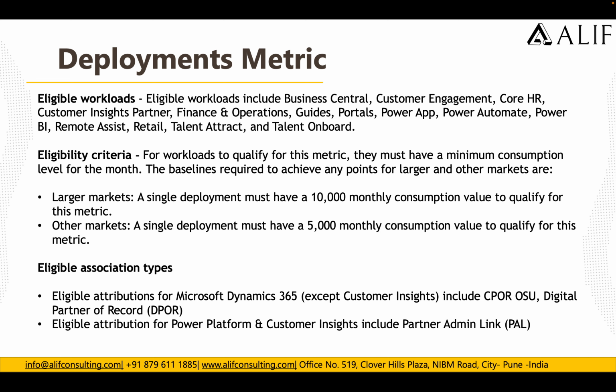What are the leasable criteria? For the larger market, a single deployment must have 10,000 monthly consumption value to qualify for this metric, and for the small and mid market, it should have 5,000 monthly consumption value to qualify. Now, what are the leasable association types for Dynamics 365? It should be CSP, OSU and digital partner of record, except Customer Insight. For Power Platform and Customer Insight, that should include Partner Admin Link. So all of these are the leasable association types.